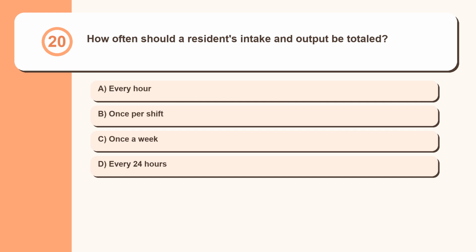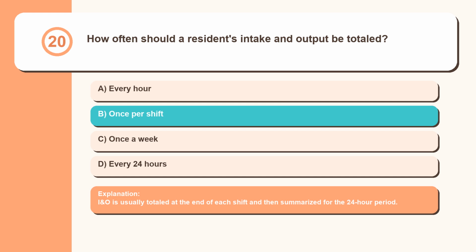Question 20. How often should a resident's intake and output be totaled? Every hour, once per shift, once a week, every 24 hours. I&O is usually totaled at the end of each shift and then summarized for the 24-hour period.